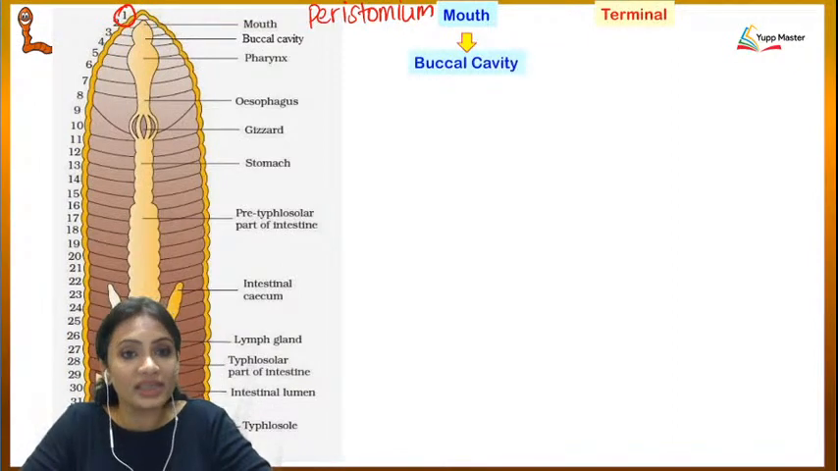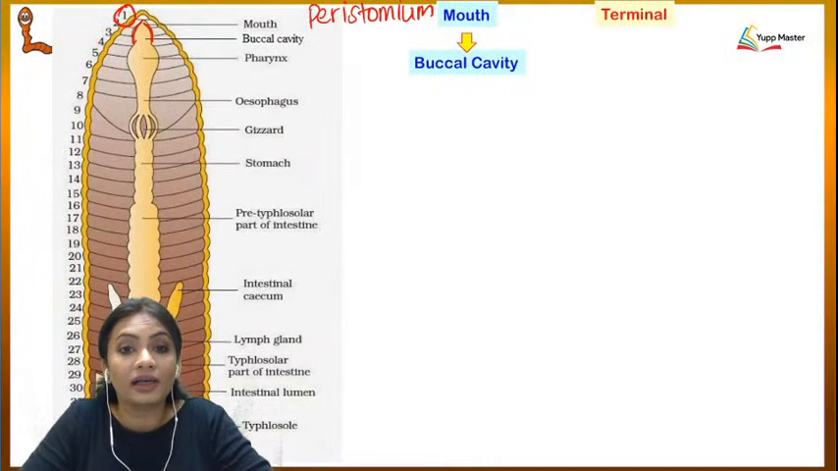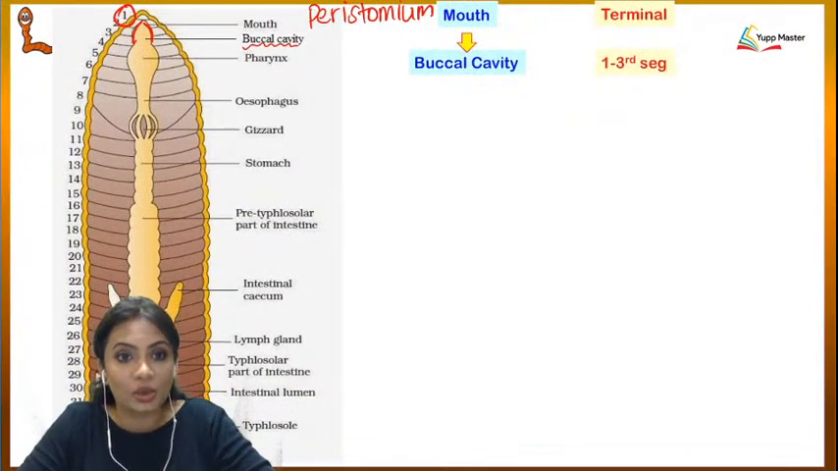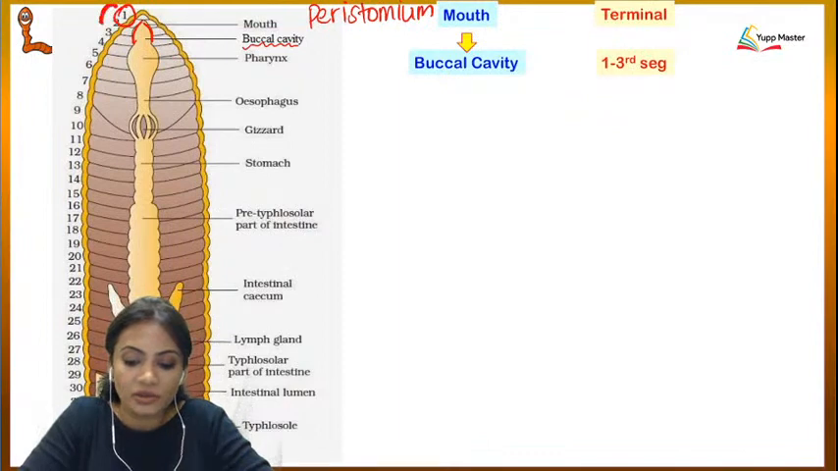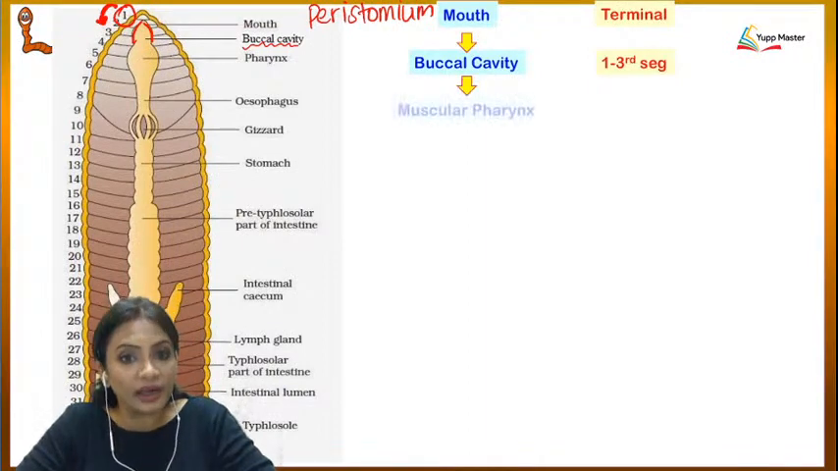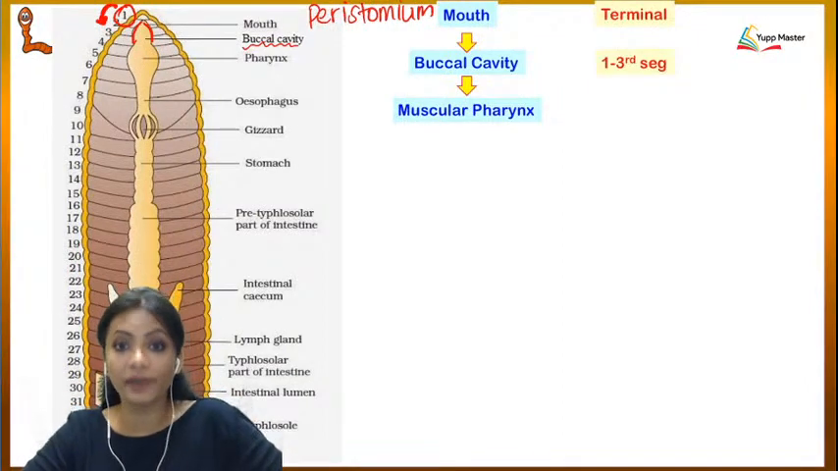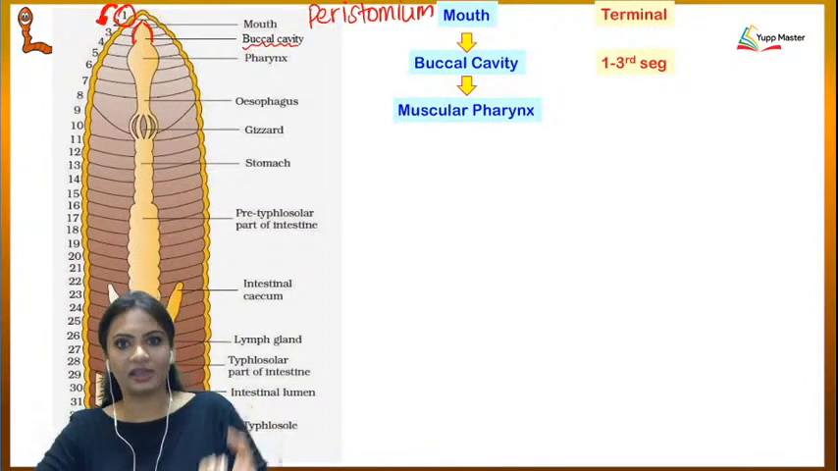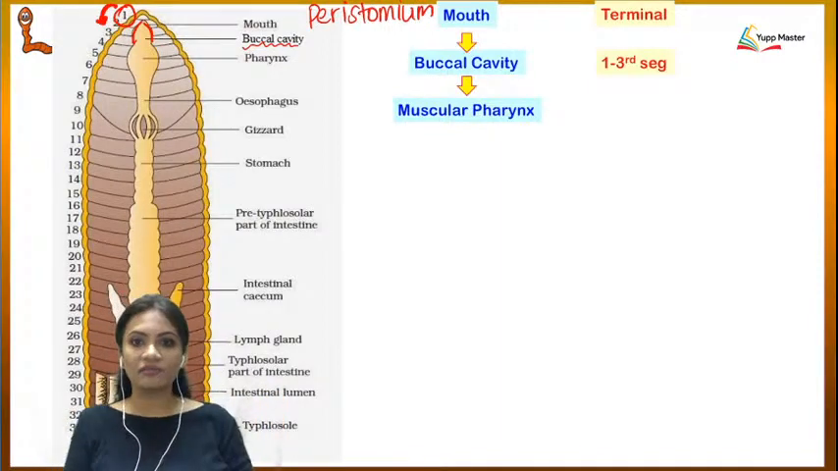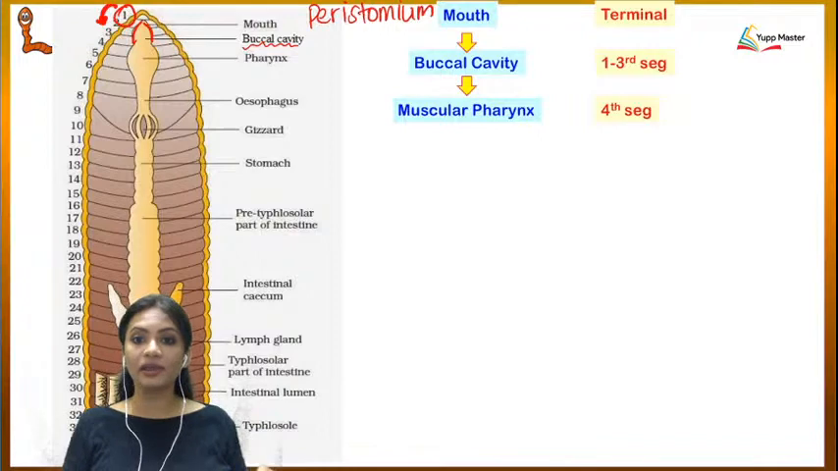After the mouth, it opens into the region you're seeing here, which is called the buccal cavity. The buccal cavity is located between segment 1 and segment 3. After the buccal cavity comes the pharynx, which is a muscular pharynx. This muscular pharynx is able to take in the dead and decaying soil and take it inside. It is located on the fourth segment.